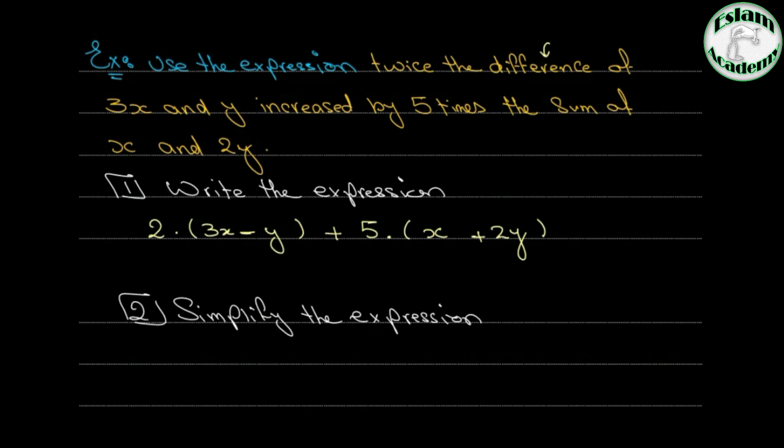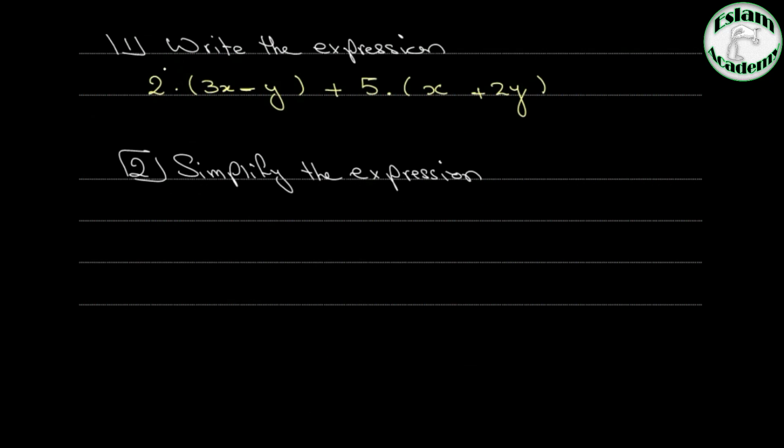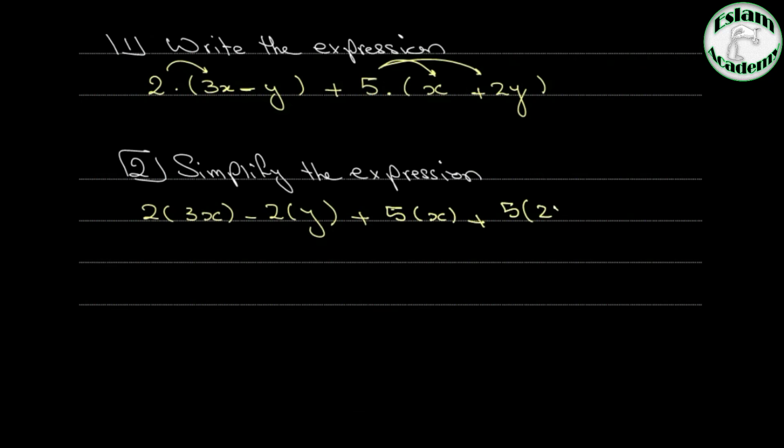Number 2, we need to simplify this expression by using the distributive property. So it will be 2 times 3x minus 2 times y plus 5 times x plus 5 times 2y. 2 times 3x equals 6x. 2 times y equals negative 2y. 5 times x equals 5x. 5 times 2y equals 10y.